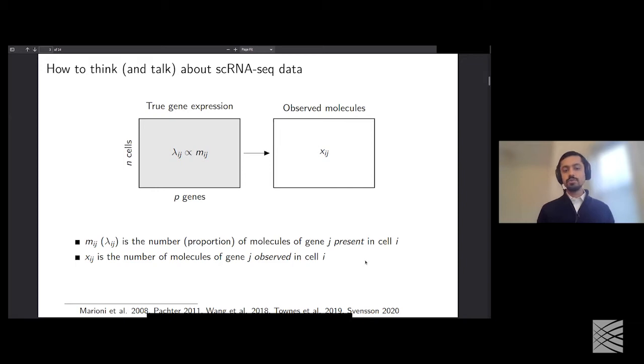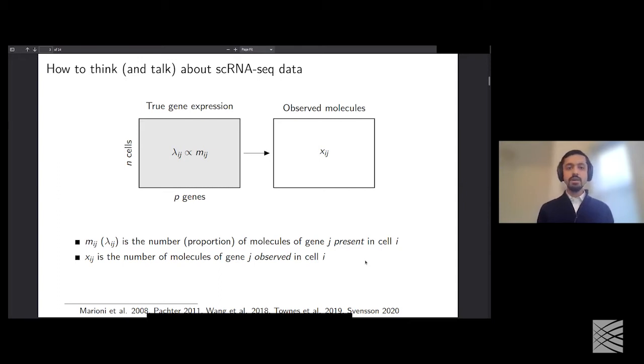And we introduce some notation, or some terminology, in our paper, which we think is useful. So if we think about the actual count of mRNA molecules of each gene in each cell, we call that the absolute gene expression level. And we can also turn that into a fraction, the relative gene expression level. And here in this slide, I'm using M_ij for the absolute expression level and lambda_ij for the relative expression level.